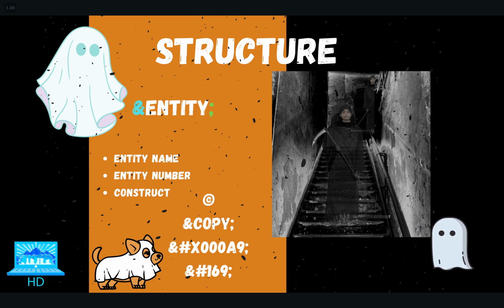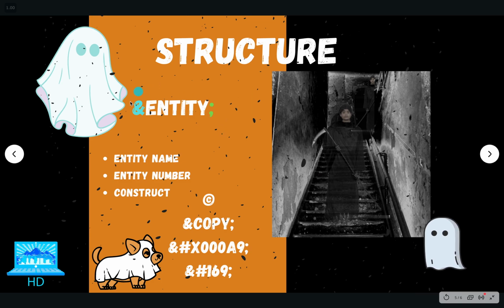Now here is the structure. If you want to use an entity, you need to have the ampersand symbol. This is the ampersand symbol that's right above the 7. And then after that, it will be the entity name, or whatever it is you're referencing, and then a semicolon at the end. That is the one right next to the L.